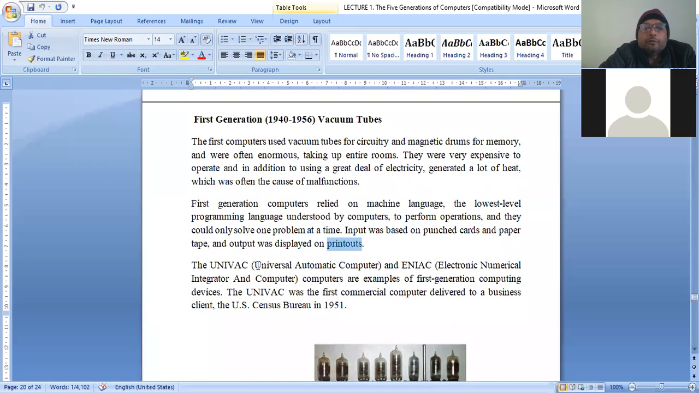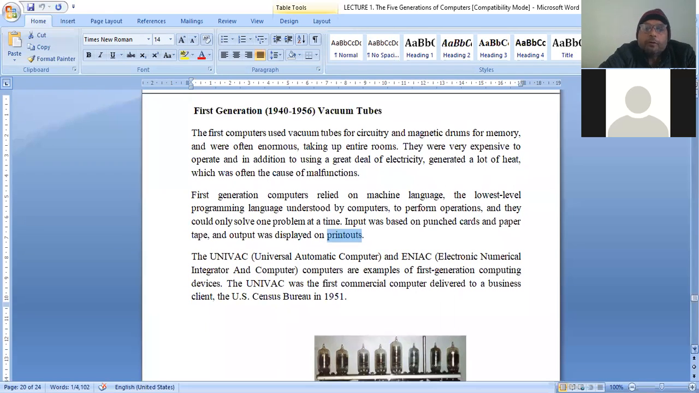The first computer during that time was UNIVAC, Universal Automatic Computer. The second one is ENIAC, Electronic Numerical Integrator and Computer. These are examples of first generation computers. The first commercial computer was UNIVAC. So this is the first generation of computer.